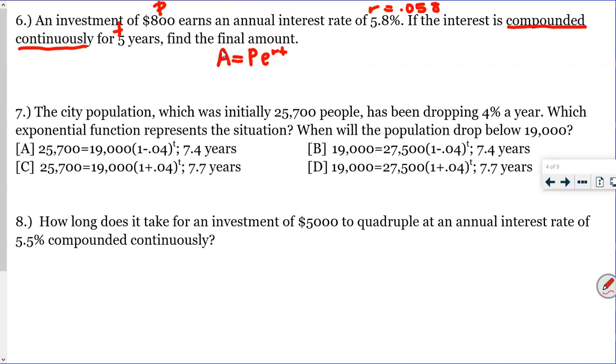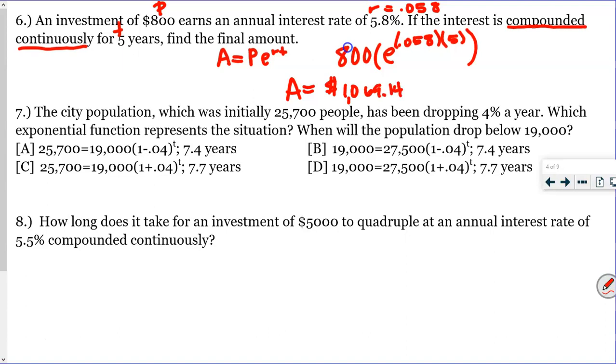So we're going to take our P, our 800, and multiply that times e to what power? 0.058 times 5. You can do all of this in your calculator, guys. It's going to give you your answer. So the amount is going to be equal to $1,069.14.